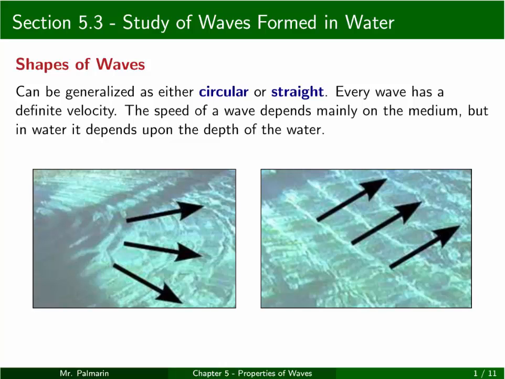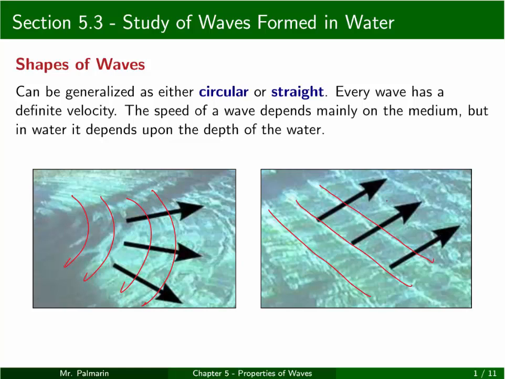Okay, so we just talked about waves formed by a spring. Now let's talk about how waves form in water. And we'll first talk about the shape of the waves. I'm sure you're familiar with water waves, but if you've noticed, there are basically two types of waves in water. They're basically circular waves, which you can see right here. Okay, and we have straight waves. Take a look at these.